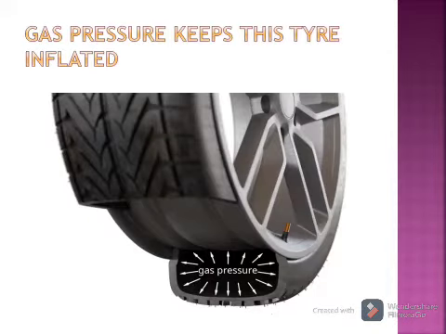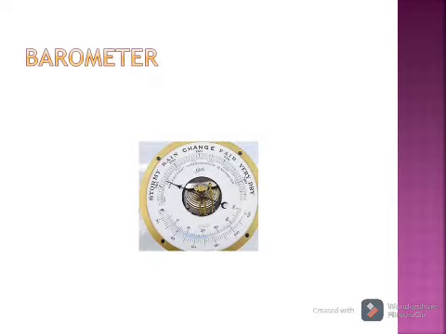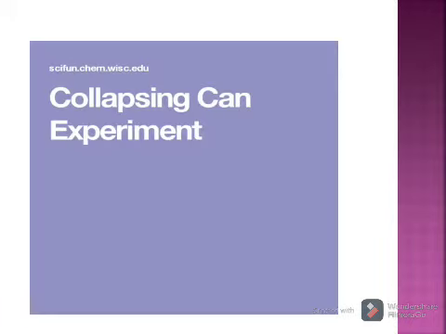If we talk about the importance of gas pressure, the gas pressure keeps the tire inflated, as you can notice in this slide. There is an instrument which is used to measure the pressure, that is barometer. With this instrument, we can measure the air gas pressure. We can explain the gas pressure by explaining the collapsing can experiment.